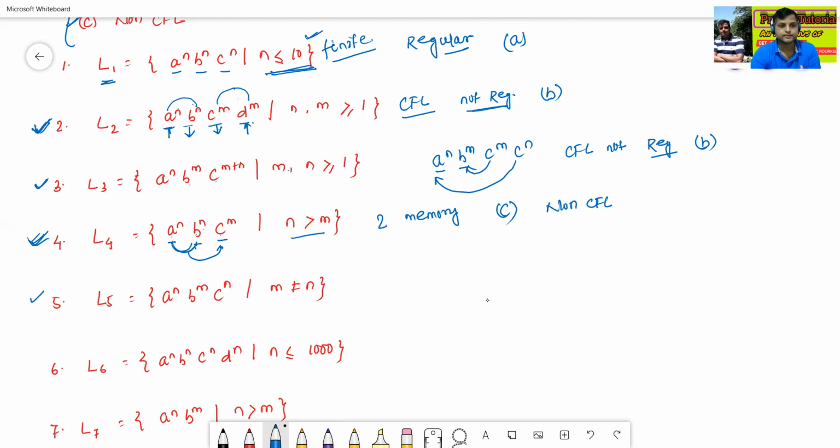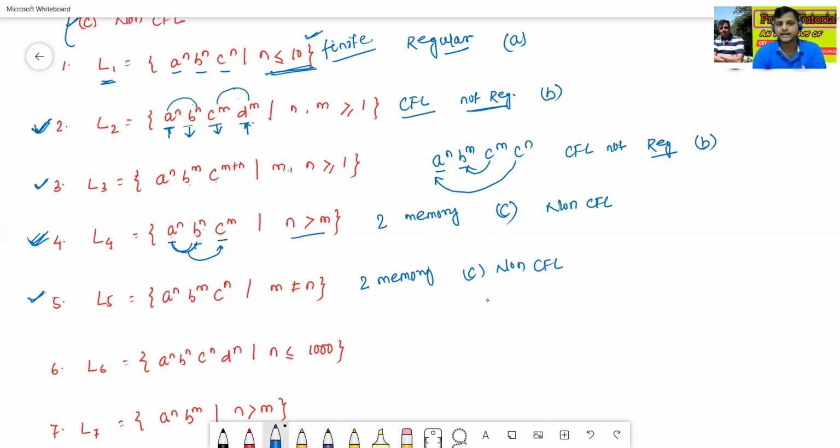The fifth question. L5 equals a to the power n, b to the power m, c to the power n. Here the same number of a's is followed by the same number of c's, and m also has a relation with n because m is not equal to n, meaning it will require two comparisons, meaning two memories. So this is non-CFL.